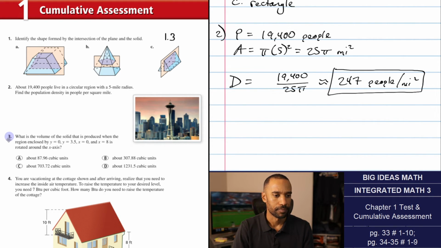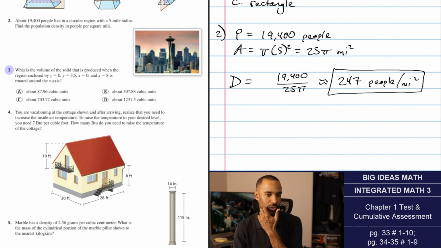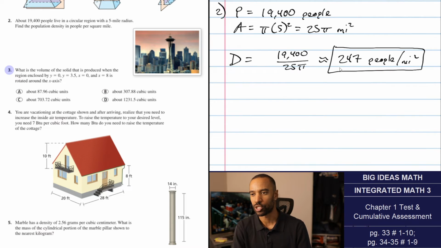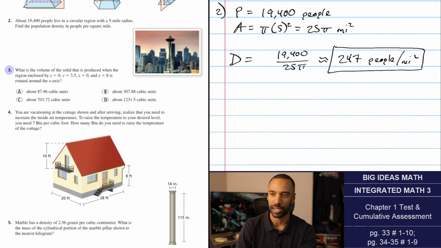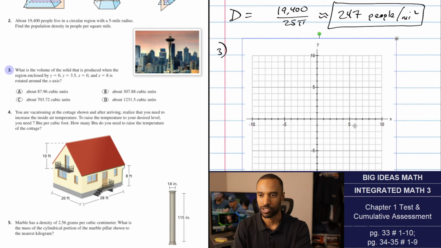Number 3. What is the volume of the solid that is produced when the region enclosed by y equals 0, y equals 3.5, x equals 0, and x equals 8 is rotated around the x-axis? Now, it's a multiple choice question, but we still really got to do the work to bring it in. So let's do number 3. Hopefully the last thing I copied and pasted was the graph, because I'm going to hit the paste button. There it is. All right.